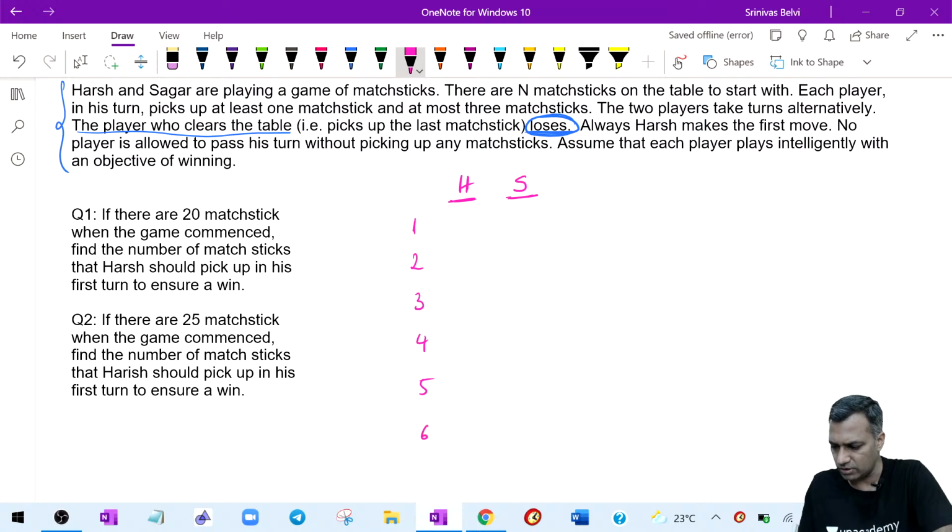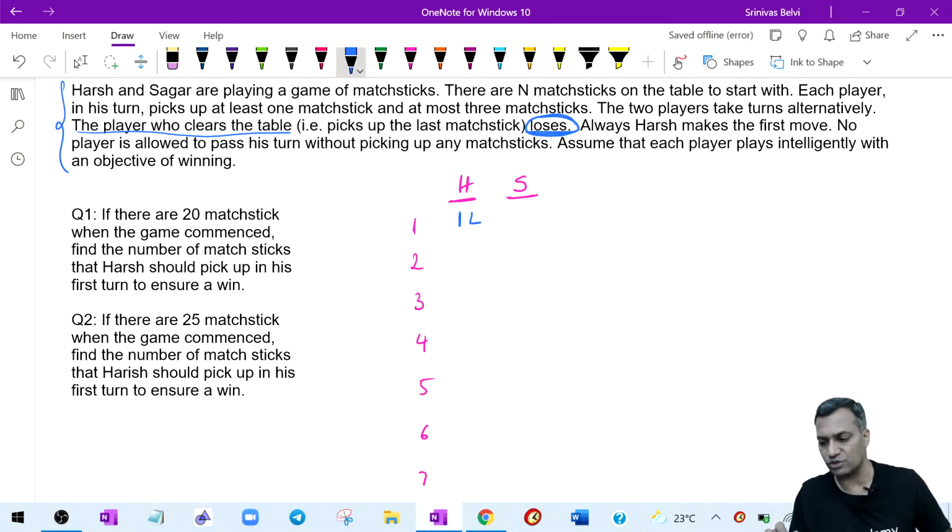1, 2, 3, 4, 5. We can go on to 6, all of that. Whatsoever it is, let's establish it here quickly. So one matchstick: Harsh takes it and he loses. There is no choice. If there is one stick, Harsh loses straight away, because any player who clears the table loses. There is no choice in the matter.